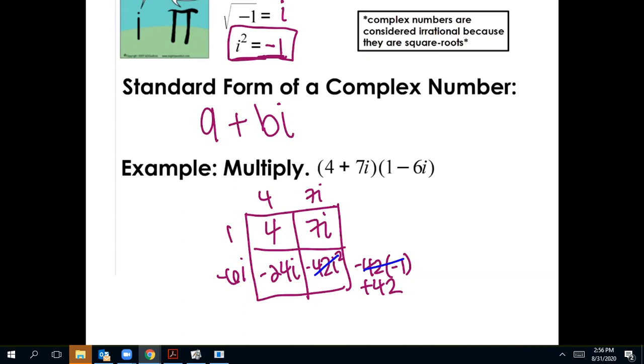And then when everything's in my box all organized, I like to put the real numbers first. So that's 4 plus 42 first. Let me get a color change here. So we're going to do 4 and 42. That's 46. And then we will add the -24i and the 7i.